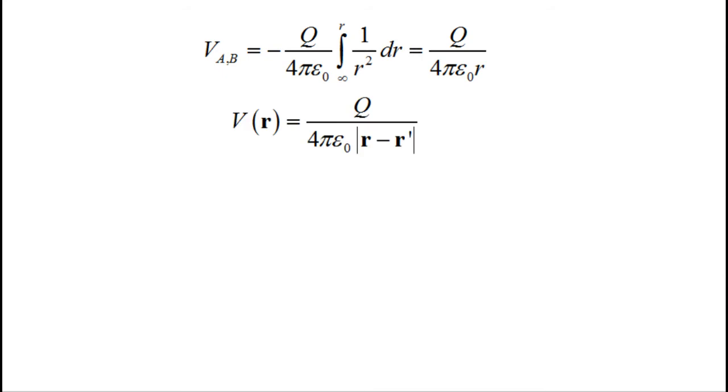So what if the point of observation is not the origin? Well, with a little bit of vector analysis, we can modify the formula to be this. The primed vector r means the position vector of the source of the charge.